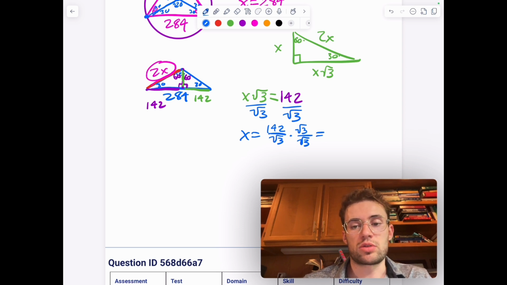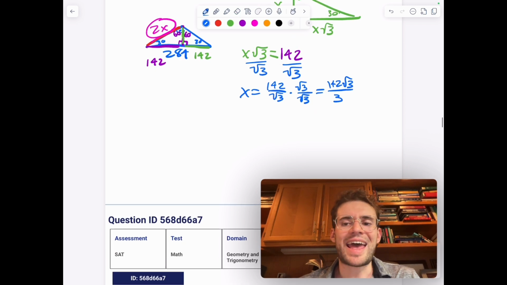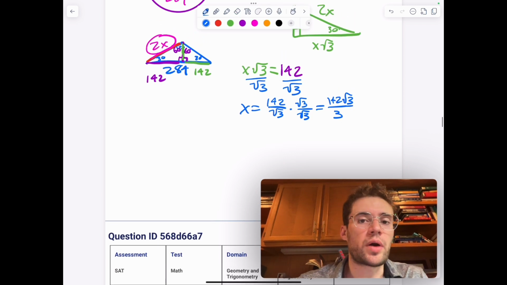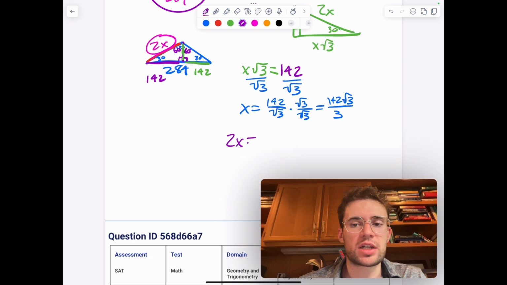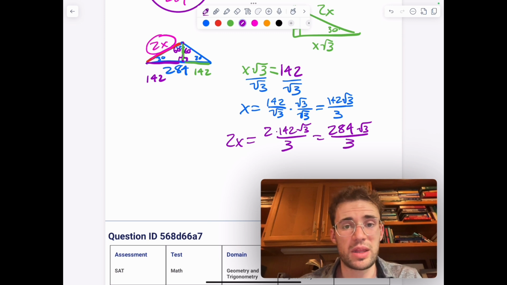So root 3 times root 3 is root 3 squared, which is just 3. And we have 142 root 3 divided by 3, and that should not be divisible by 3. So that's x. We want to find 2x. So that means 2x will be equal to 2 times 142 root 3, all divided by 3. So that gives us 284 times the square root of 3 over 3. All right, so that would be the answer.